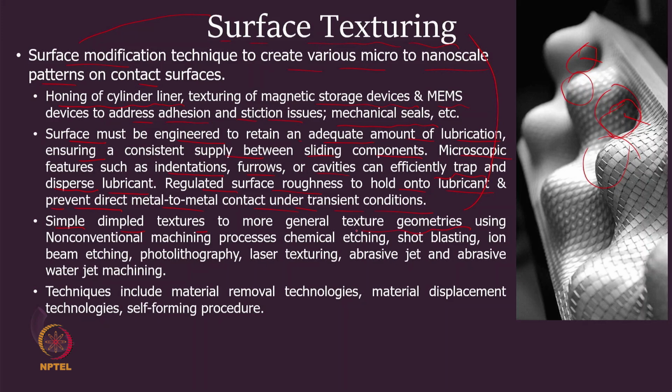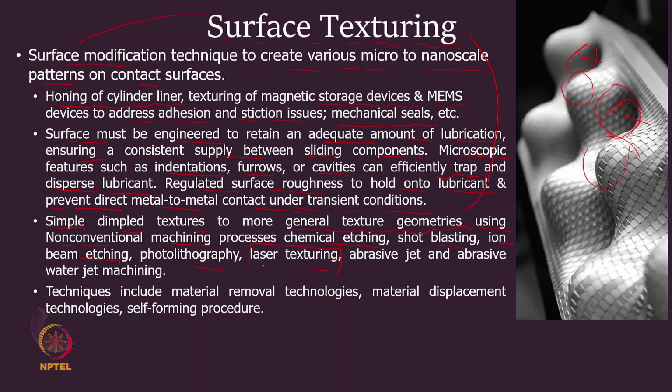We will show you the different kinds of textures which people have tried. Of course, in this case, we don't use conventional manufacturing. We use mostly non-conventional manufacturing processes. It can be chemical etching, and we will explain in the next slide. It can be shot blasting, shot peening kind of thing. Ion beam etching, photolithography, laser texturing.